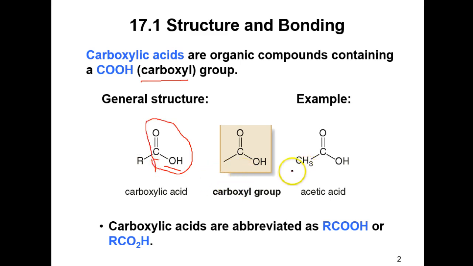The simplest carboxylic acid, well, actually not the simplest, but probably one of the most common, is acetic acid. The simplest would have a hydrogen here. It's kind of like an aldehyde and a carboxylic acid, but it's technically a carboxylic acid. That's called formic acid, and formic acid is the acid found in fire ants. If you get bit by a fire ant, the burning sensation is the formic acid that you're experiencing. These are abbreviated ways to write carboxylic acids, as we've talked about in class: either COOH or CO2H.